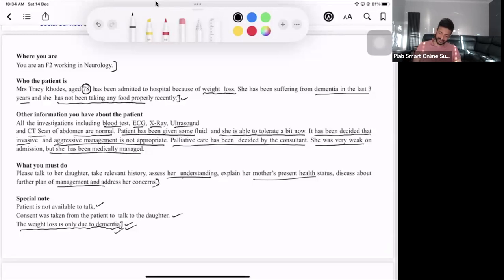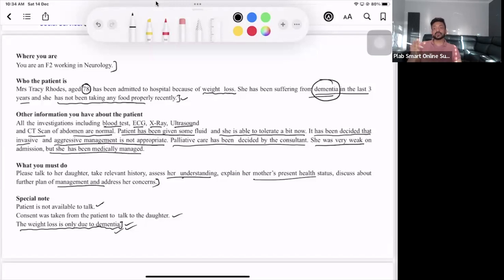So how are you going to start these kinds of stations? Just check the daughter's understanding of dementia, what she understands about dementia. She's asking you one thing: doctor, I just want to know, how is my mom now? She was losing weight, that's why I got her here. How is she now, and what is the status? Then what you need to do is explain a bit more.